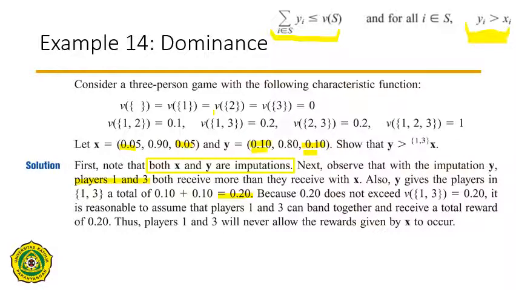And then 0.2 does not exceed the characteristic function of the coalition of 1 and 3. So we say that this is a reasonable reward vector. So y is a reasonable imputation, such that now we have shown that player 1 and 3 may form the coalition such that y dominates x through the coalition of 1 and 3. In other words, player 1 and 3 will never allow the rewards given by vector x to occur because they both prefer imputation y.